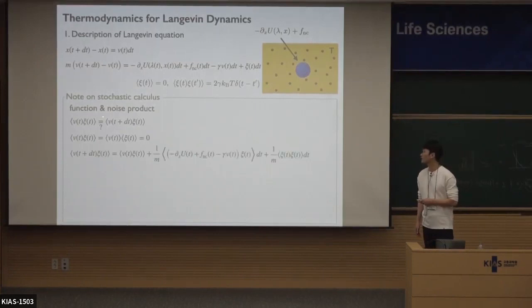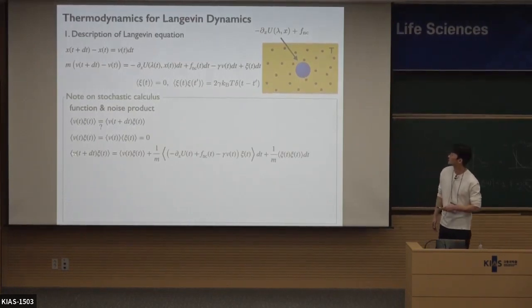Then what about the second one? To calculate this one, from this equation of motion, we can re-express V at t plus dt by using other terms. So, this is the result.